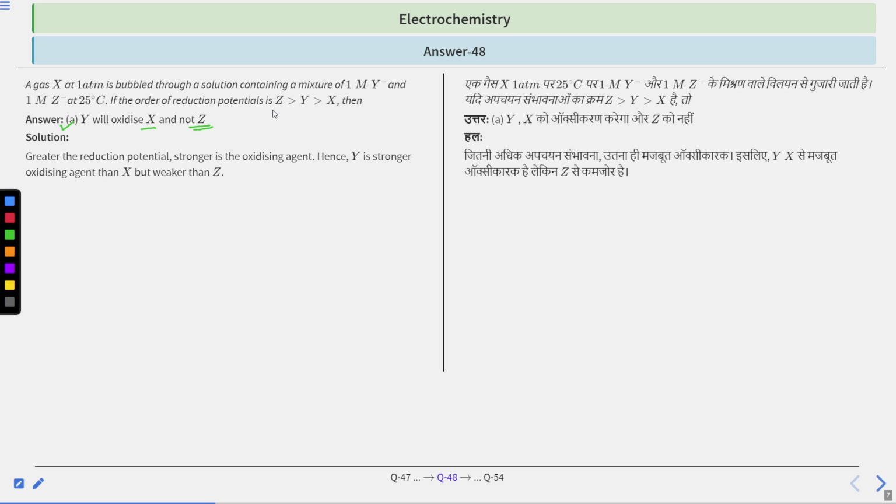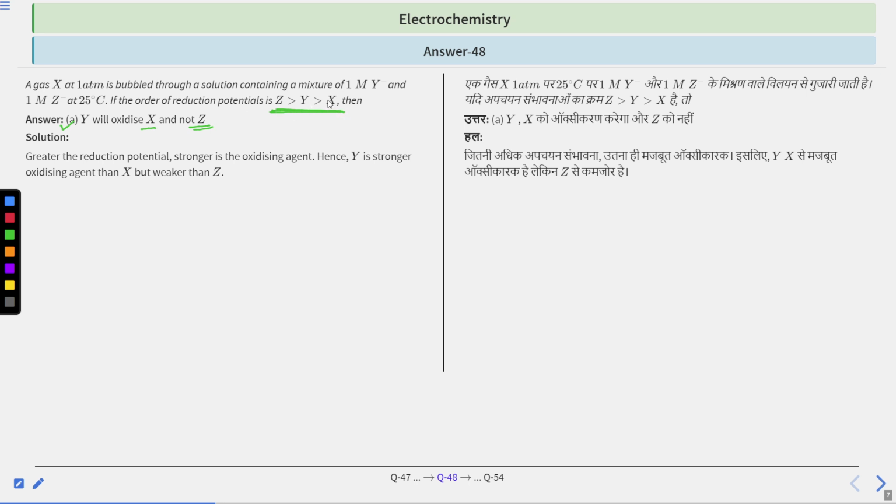We are given the order of reduction potentials of Z, Y and X. You can see that the reduction potential value is highest for Z. That means its reducing power is least, and oxidizing power is most. So greater the reduction potential, stronger is the oxidizing agent. We have asked about oxidation in the options, so the same order applies to the oxidizing power of X, Y, and Z. That means Z will oxidize the most, then Y, and then X.